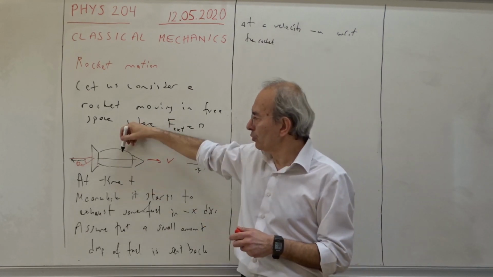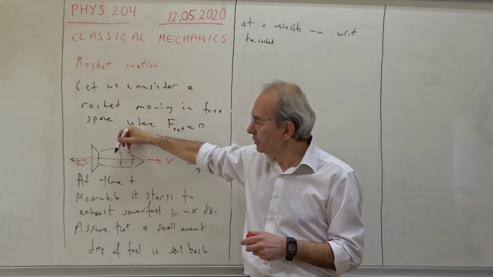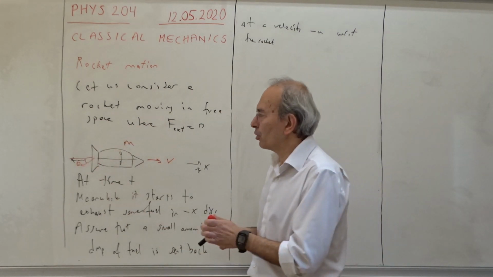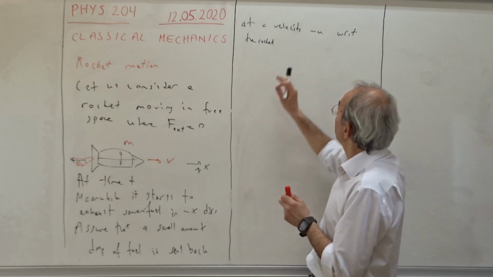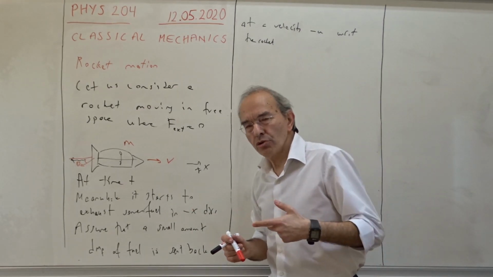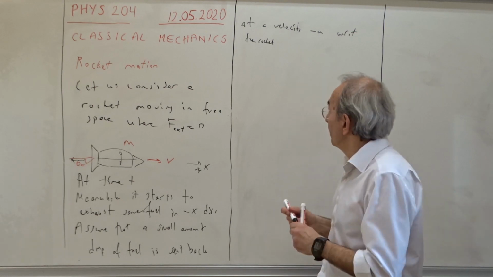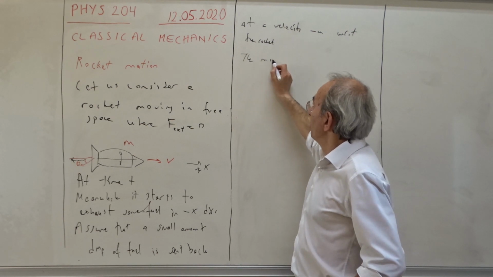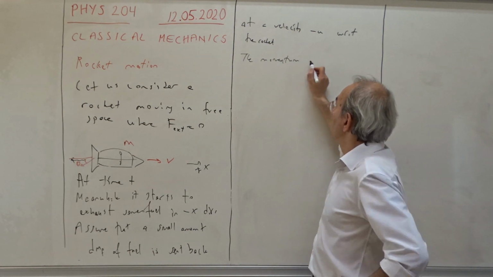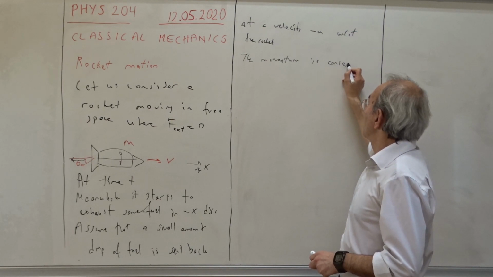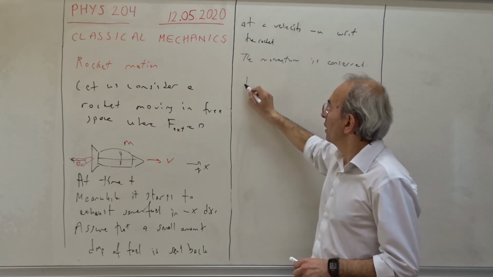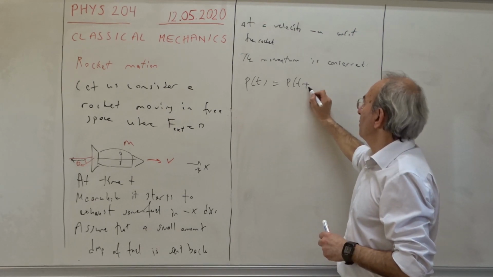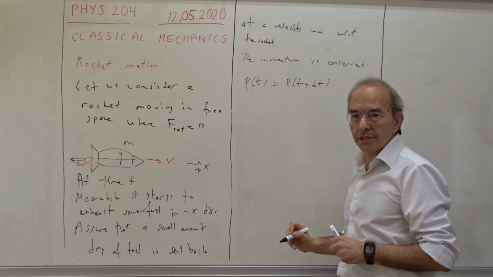So if you are an observer, one of the astronauts here for instance, you measure this speed as minus u. Minus because of the direction; little u is the magnitude of the exhaust velocity. So we will compare the two momenta. The momentum is conserved, which means p at time t will equal p at time t plus dt.